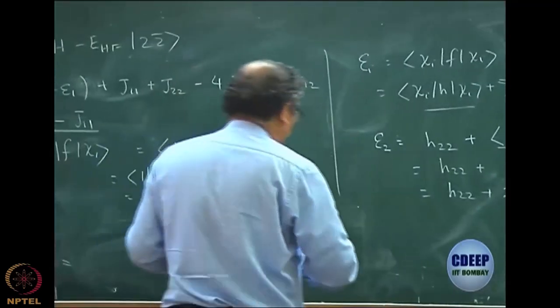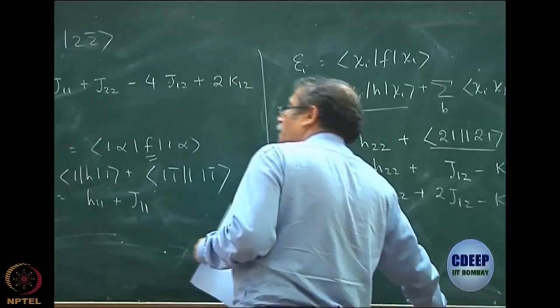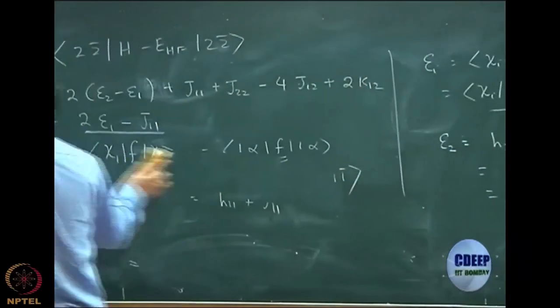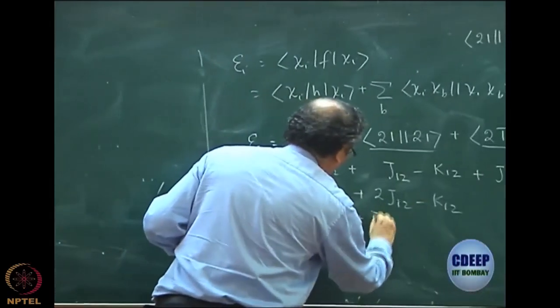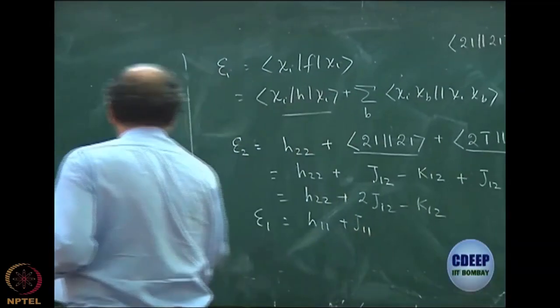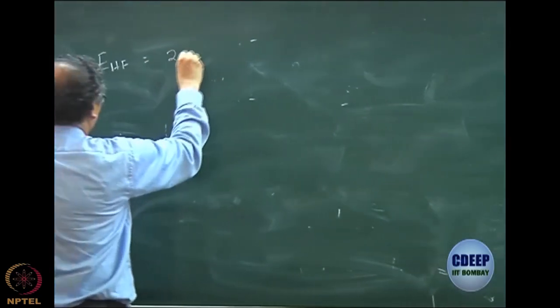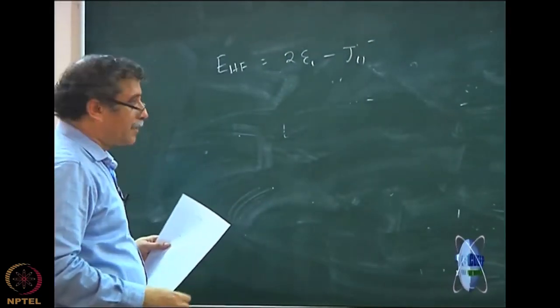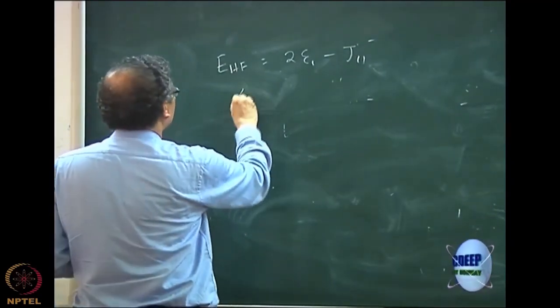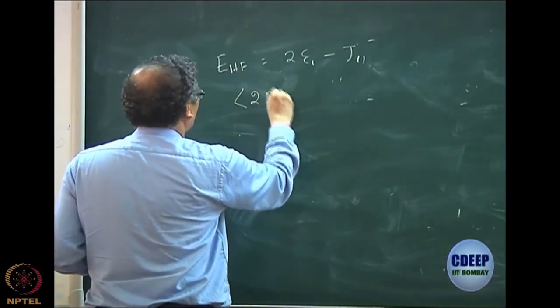Okay. So, I will just keep these two results here. One is epsilon 1. Then epsilon 1 is H11 plus J11, and E Hartree-Fock is 2 epsilon 1 minus J11. Now, what I have to find out is the rest of the term, which is 2 2 bar H 2 2 bar.